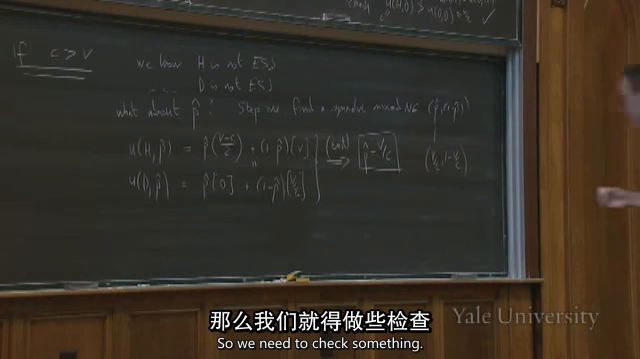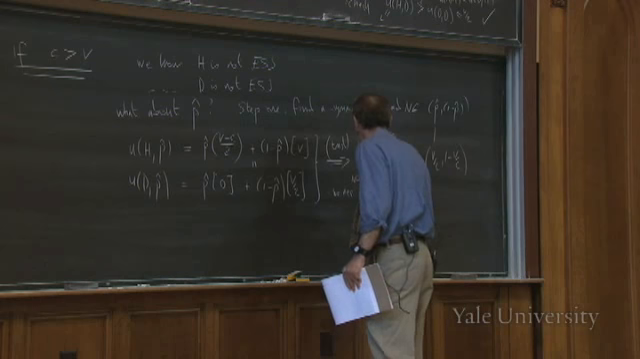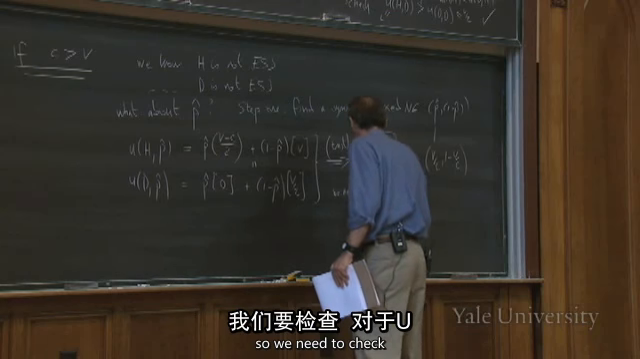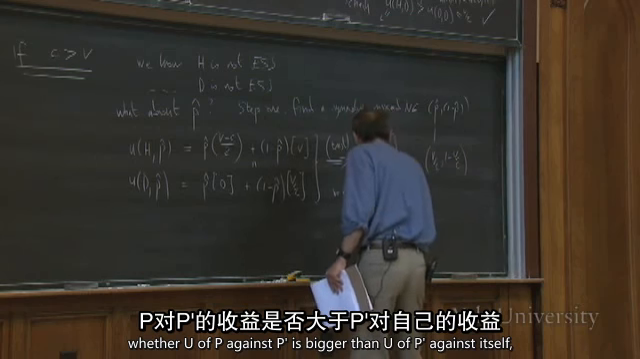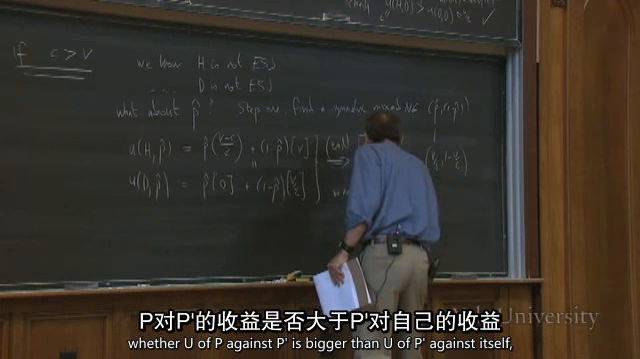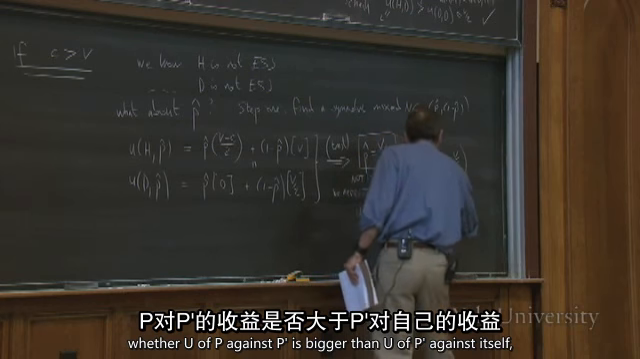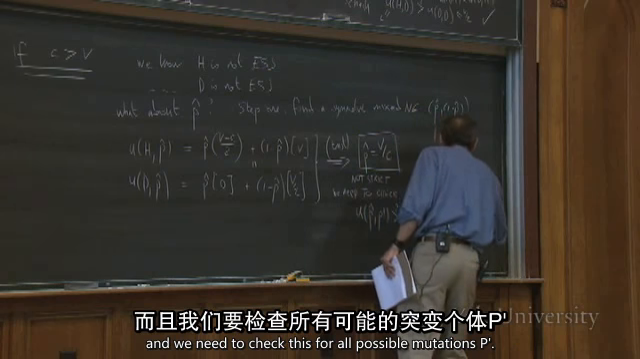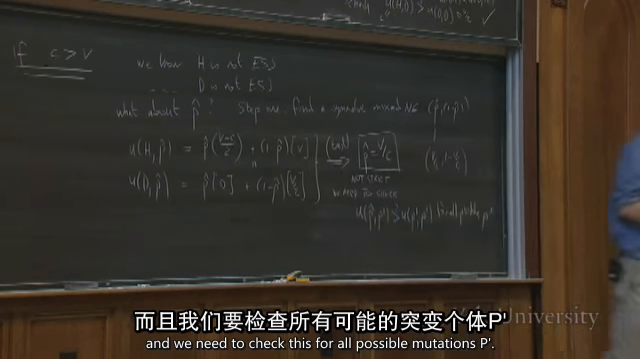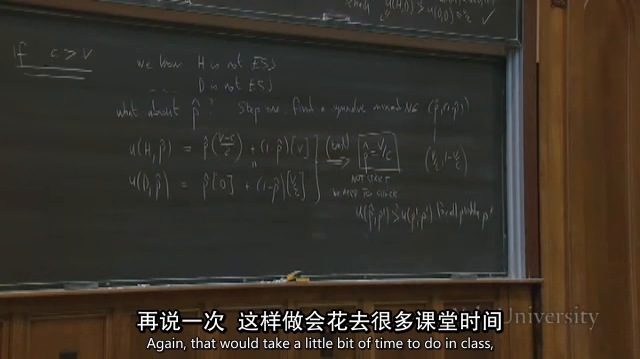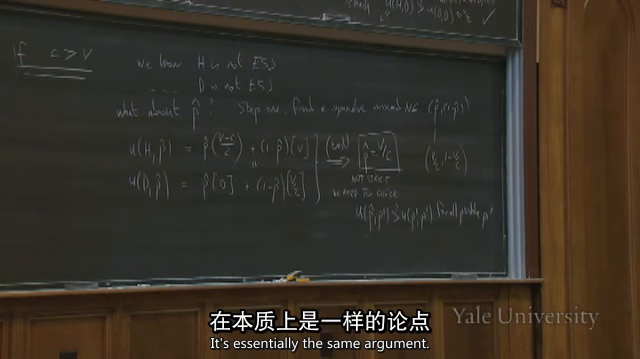So we need to check something. It's not strict, so we need to check whether u of p hat against p prime is bigger than u of p prime against itself. And we need to check this for all possible mutations p prime. And again, that would take a little bit of time to do in class, so just trust me on it. And once again, let me give you the heuristic argument I gave to you before. It's essentially the same argument.